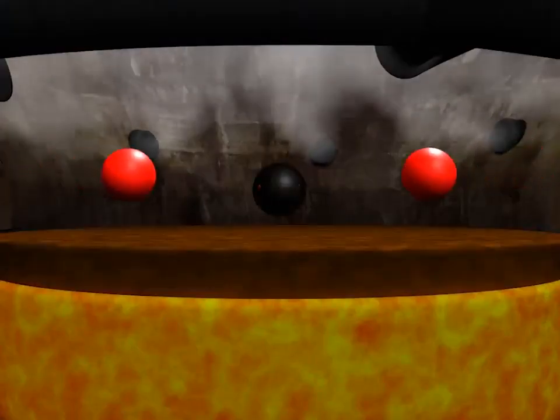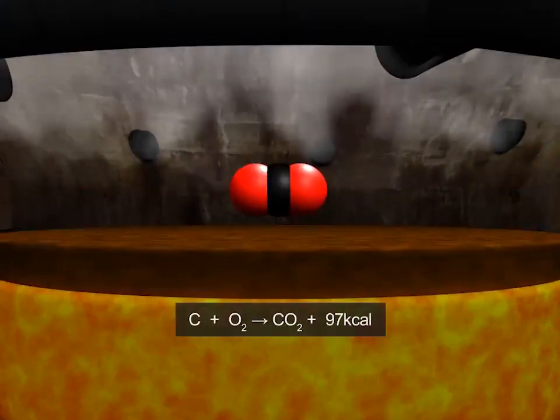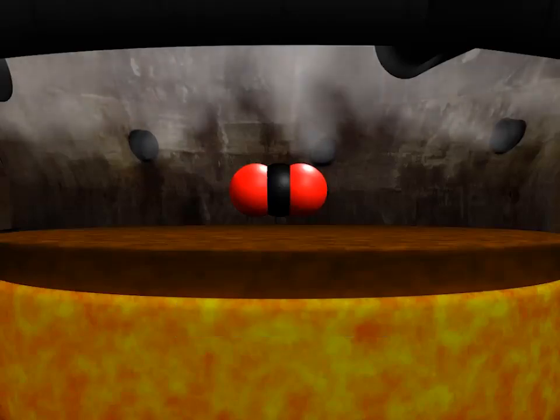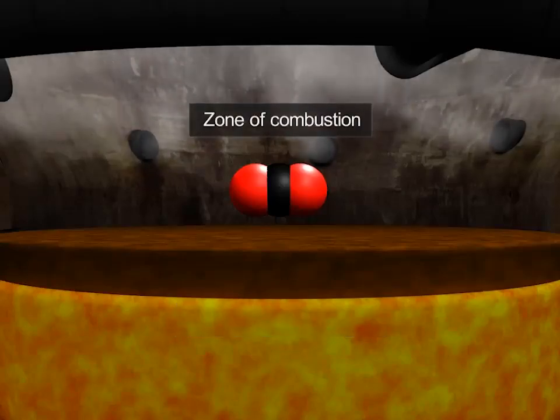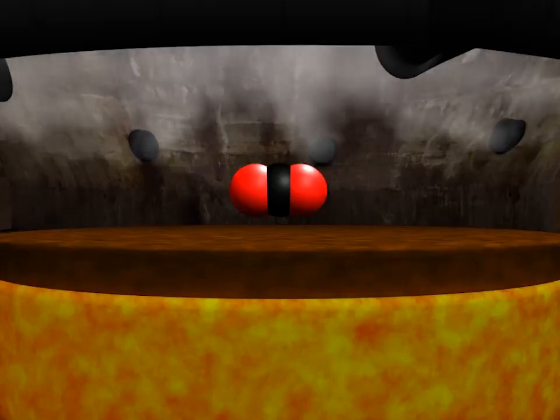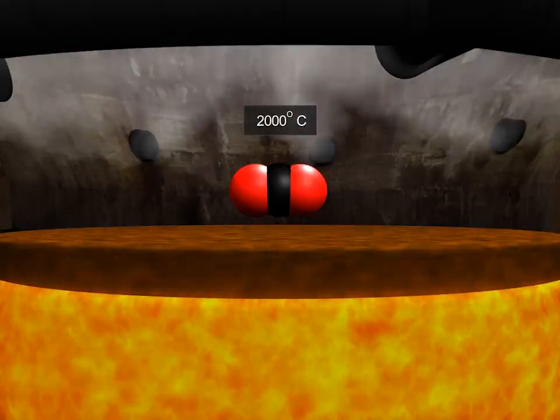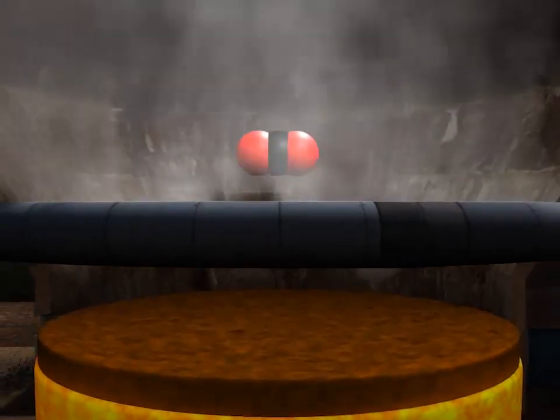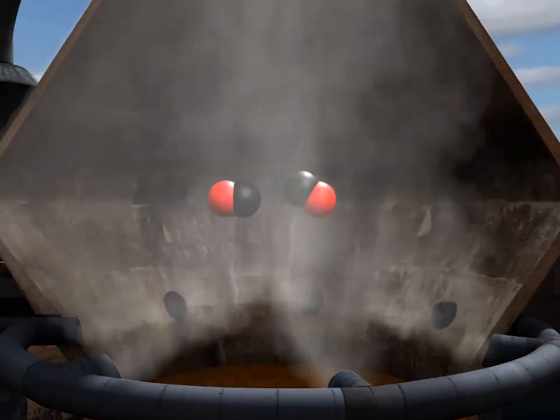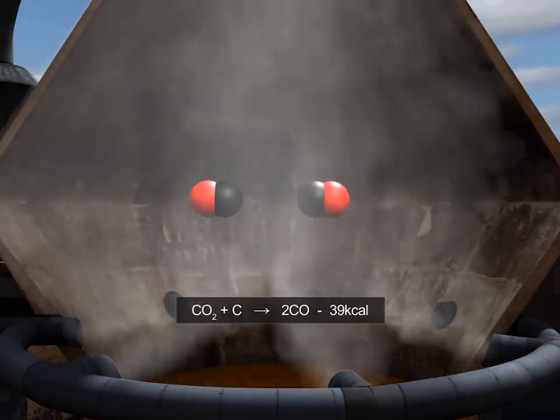The hot air causes the coke in the lower regions of the furnace to burn, producing carbon dioxide and a large amount of heat. This region is called the zone of combustion, as the combustion of coke takes place here. The temperature in this region reaches around 2000 degrees Celsius. The carbon dioxide rises and reacts with the unburned coke to form carbon monoxide.